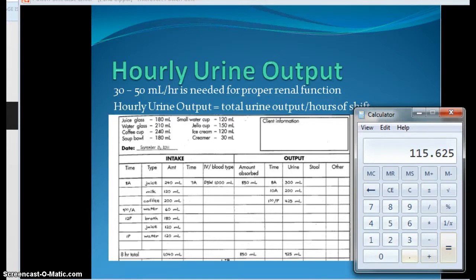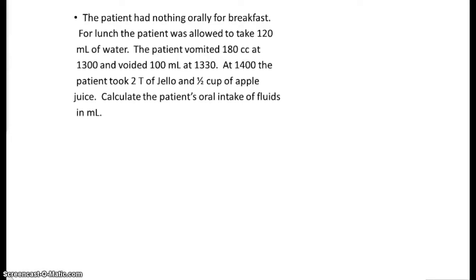Now let's take a moment to look at a word problem. Typically the word problems are a paragraph of the foods that the patient has ingested. What I like to do is to skip to the bottom of the paragraph and look at the question. So for this paragraph it says, calculate the patient's oral intake of fluids in milliliters. As I read through, I want to underline or circle anything that is intake, and then ignore all of the rest.